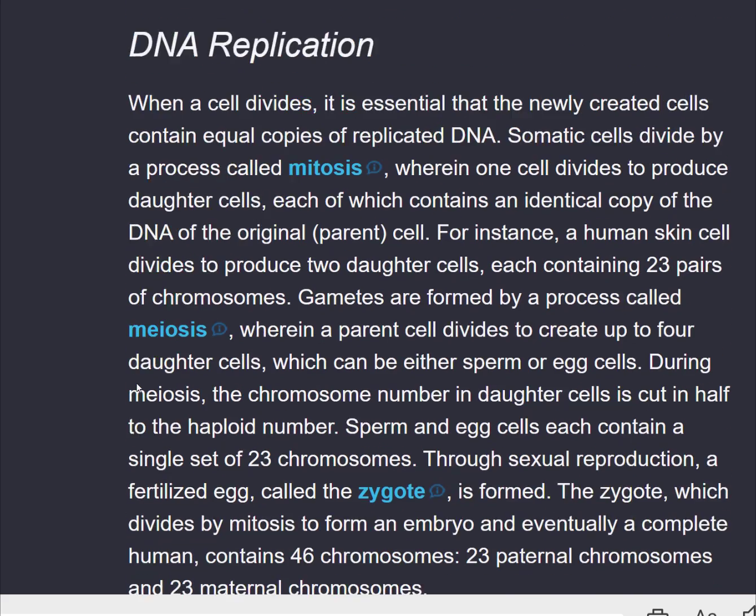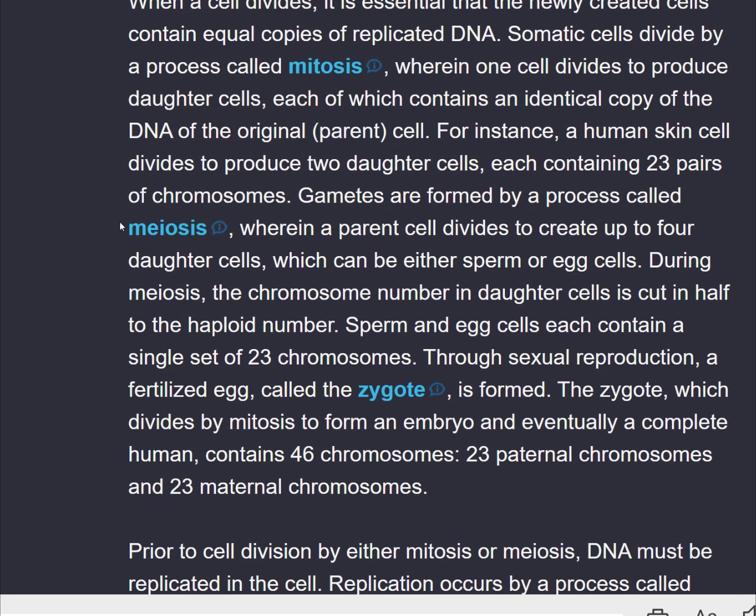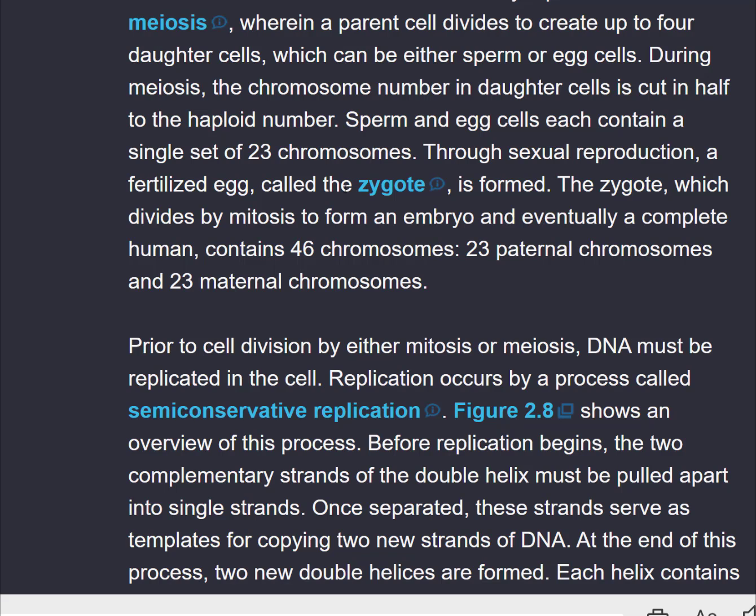And next is meiosis. Meiosis is a nuclear division process that occurs during formation of gametes. Meiosis involves a series of steps that reduce the amount of DNA in newly divided cells by half compared with those in the original cell. Next is zygote. Zygote is a diploid cell formed when haploid gametes, such as sperm and egg cell, unite.